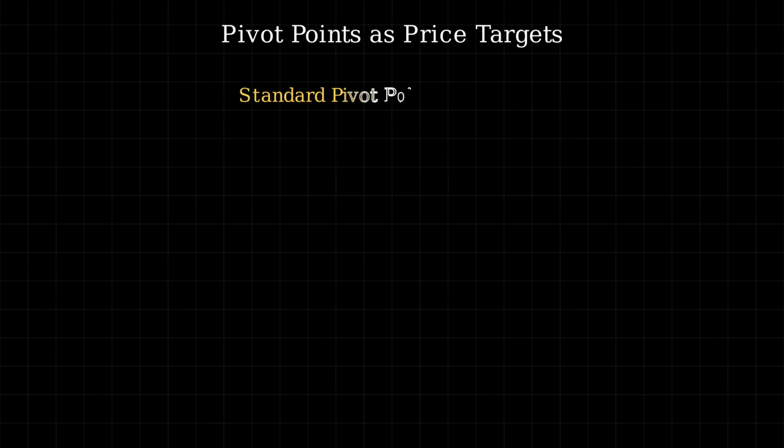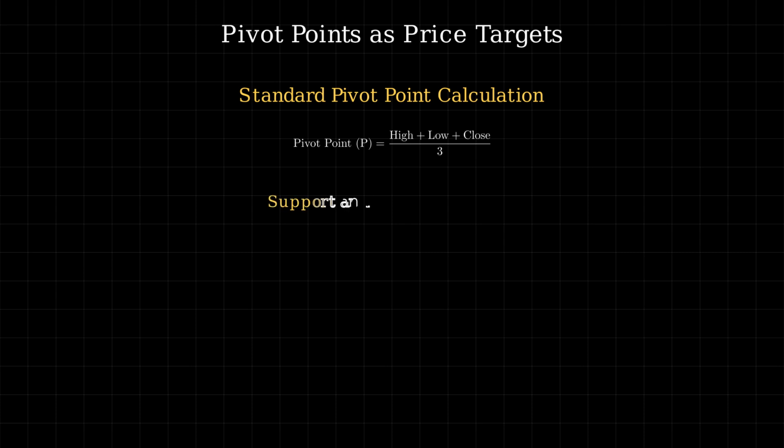The standard pivot point is calculated using a simple formula that averages the high, low, and closing prices from the previous trading period. From this main pivot point, we calculate various support and resistance levels that serve as potential price targets. The first resistance level, R1, is calculated as 2 times the pivot point minus the previous low. The first support level, S1, is calculated as 2 times the pivot point minus the previous high.